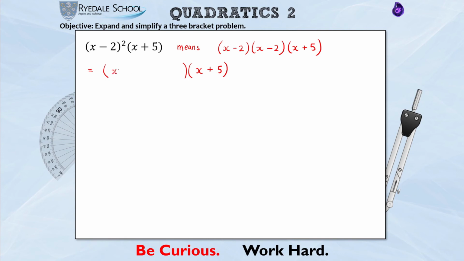We have x squared minus 2x minus 2x. And the only one we need to be careful with is the lasts. Negative 2 times negative 2 being positive 4. Tidy this up. X squared minus 4x plus 4 times x plus 5.